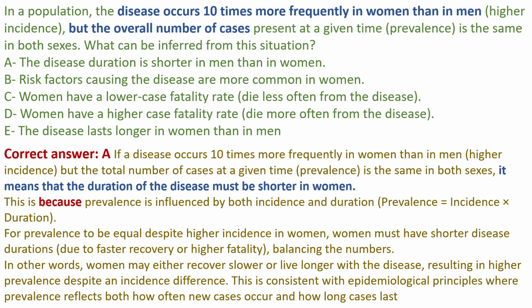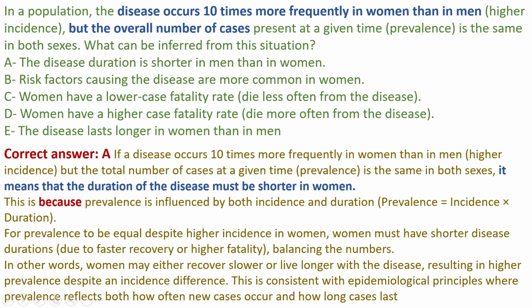Correct answer is A. If a disease occurs 10 times more frequently in women than in men, higher incidence, but the total number of cases at a given time, prevalence, is the same in both sexes, it means that the duration of the disease must be shorter in women. This is because prevalence is influenced by both incidence and duration. Prevalence equals incidence times duration. For prevalence to be equal, despite higher incidence in women, women must have shorter disease durations due to faster recovery or higher fatality, balancing the numbers.